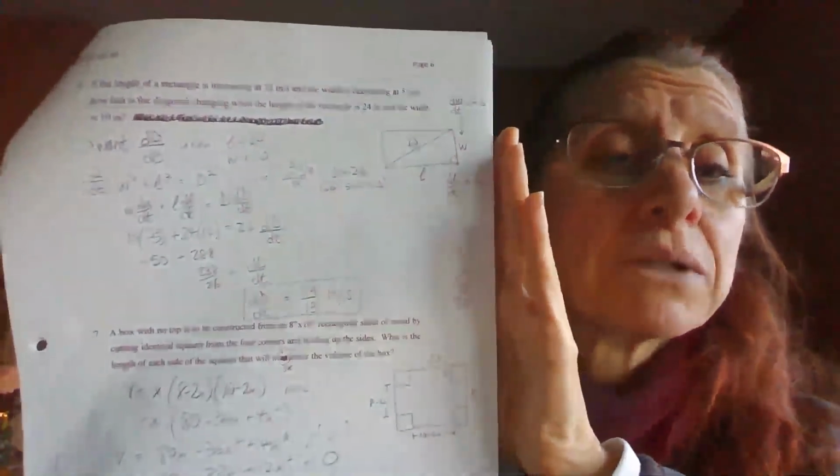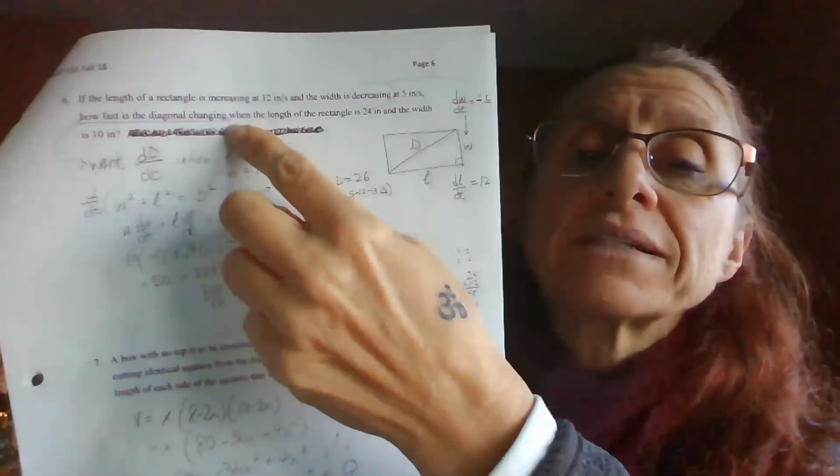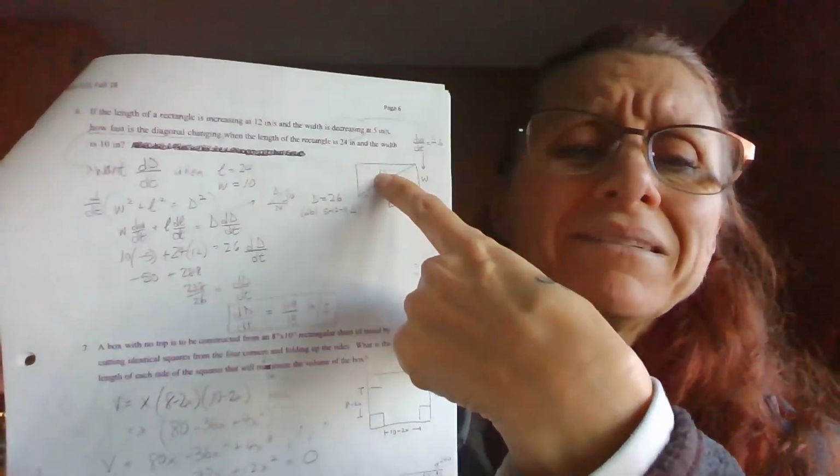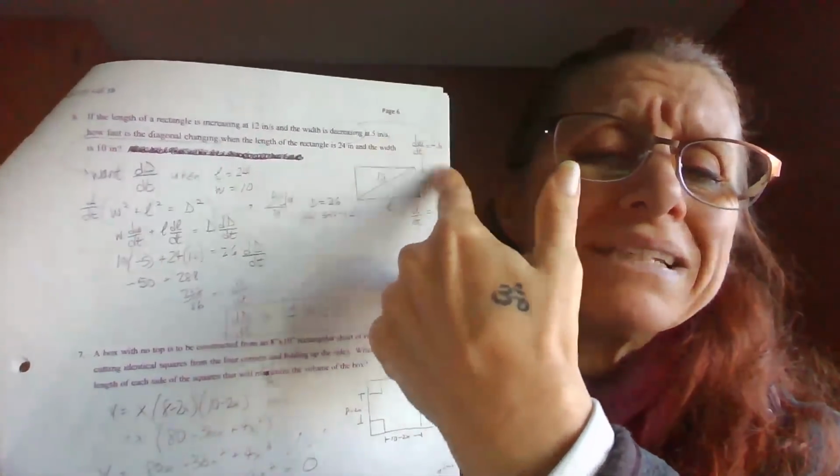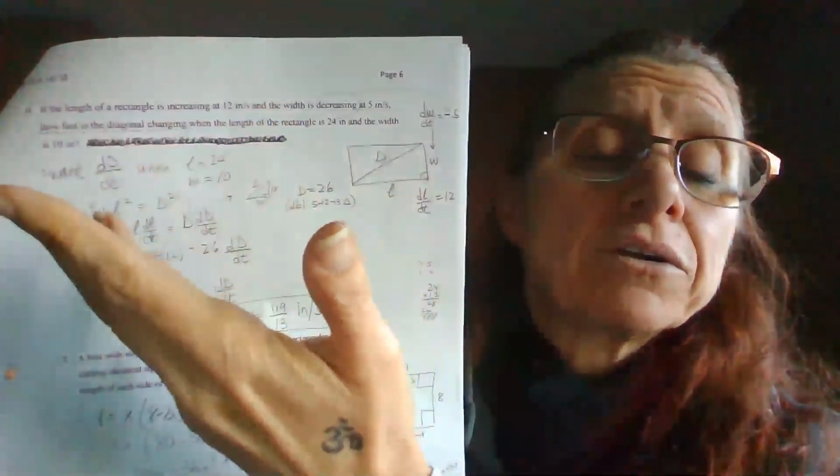Something like this, how fast is something changing? That's how you know that this is a related rates question. So here, how fast is the diagonal changing? Draw the picture so you can see what's happening. This is going to be open-ended as far as how you're defining the variables.